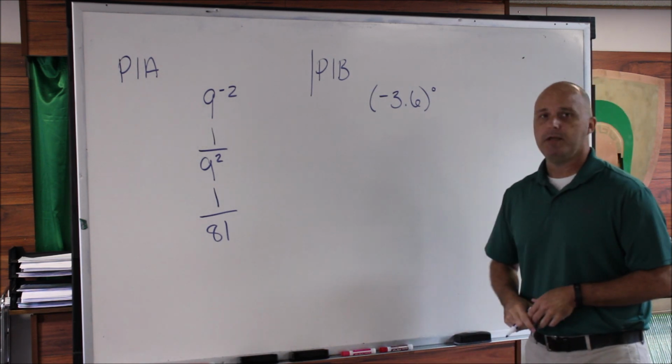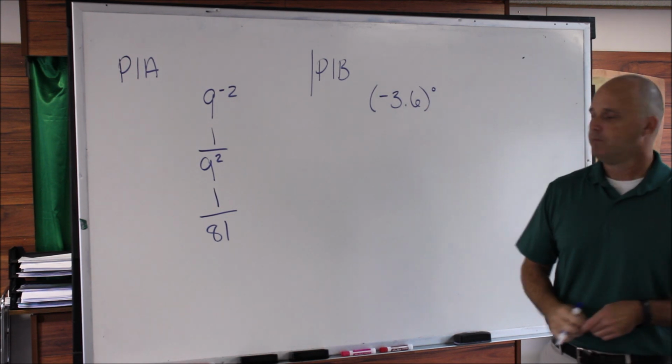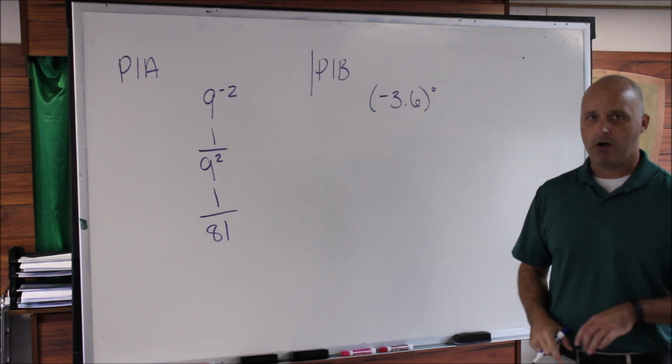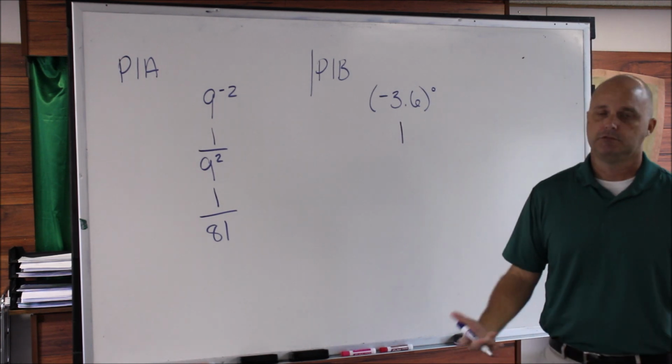For problem number 1B, we've got negative 3.6 to the 0th power. Remember that anything to the 0th power, with the exception of 0, is going to be 1, so the solution to that is 1.